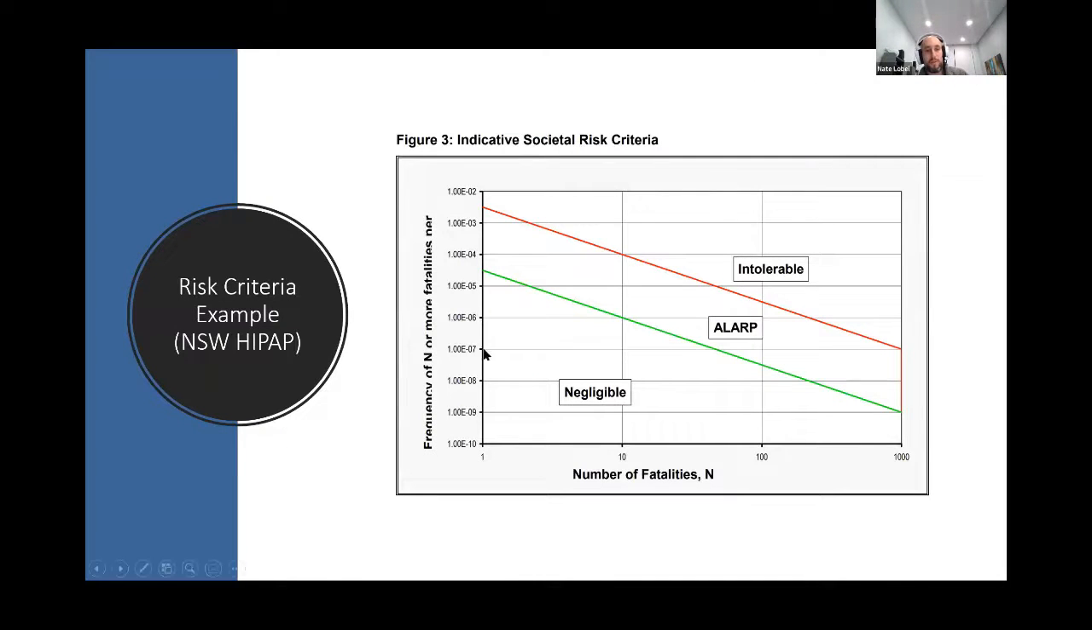Just to show you an example, I will go through the process of this. So this is risk land use planning criteria from New South Wales, HIPAP papers. These are essentially those three regions. Down here is broadly acceptable. This is the tolerable region, or ALOP region as it is called, and this is intolerable. You'll note just a couple of lines in there in terms of fatalities, risk frequency.